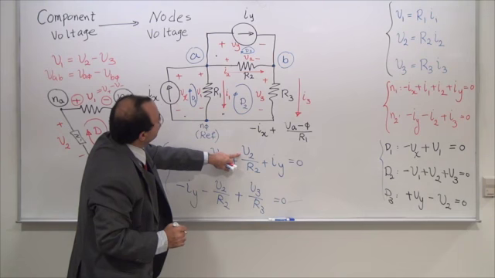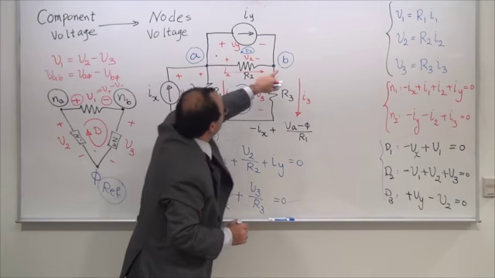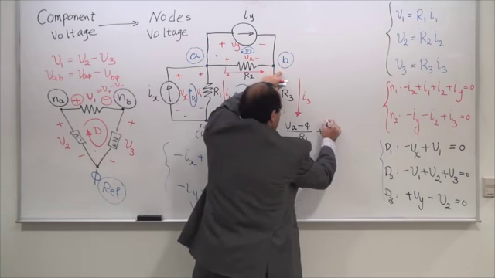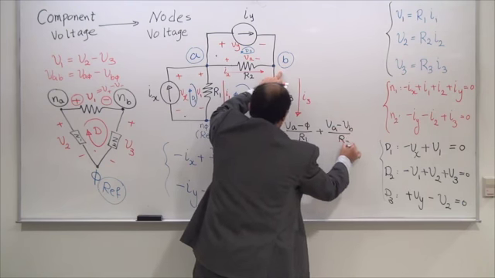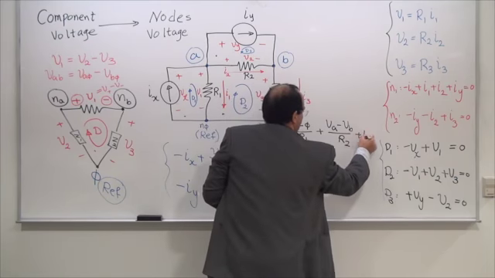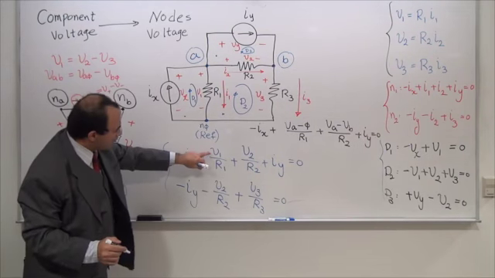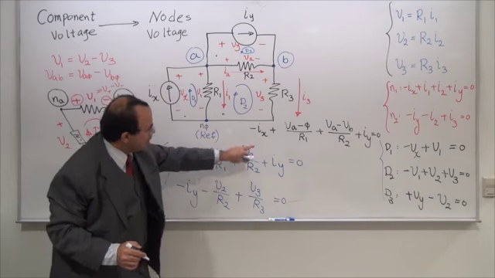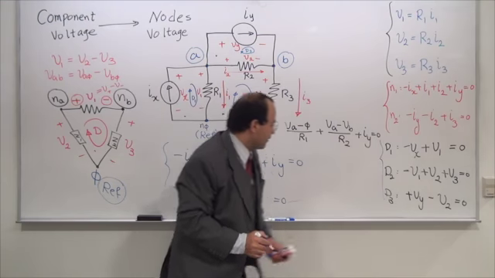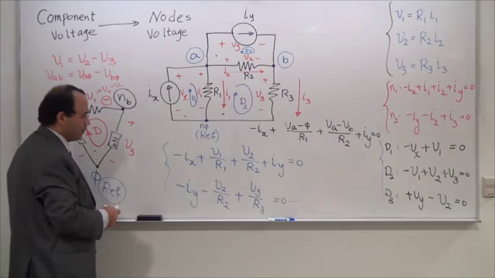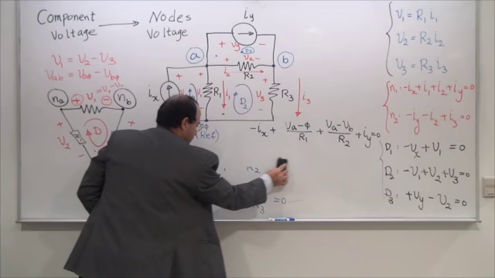When I want to say V2, I'm going to say the plus side minus the minus side, VA minus VB divided by R2. And then I have Iy as equal to 0. I'm moving from component voltages to node voltages, having done and taken care of the KVL law. So that's one. Let's remove this.